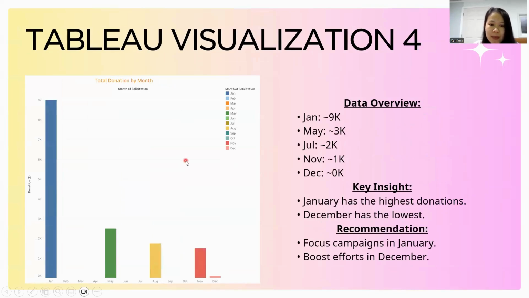Finally, donation by month in Tableau. January leads with $9,000, May $3,000, July $2,000, November $1,000, and December none. Let's plan a strong campaign in January and put efforts into December to turn that around.